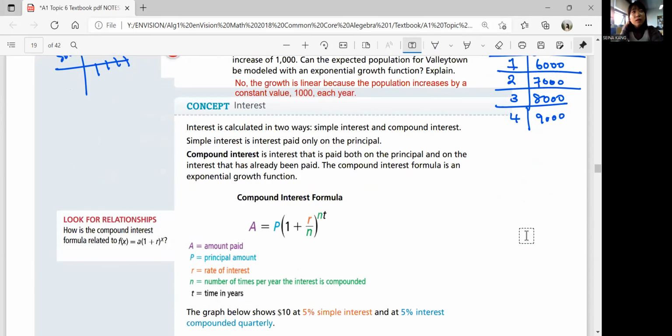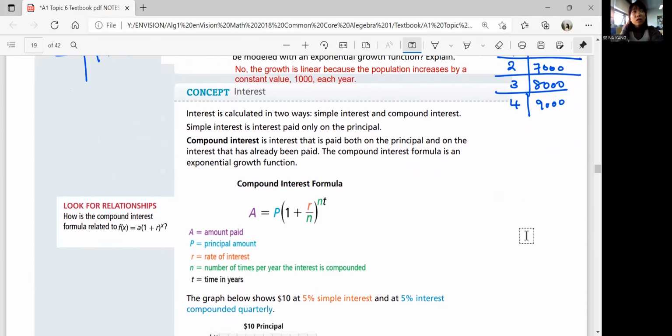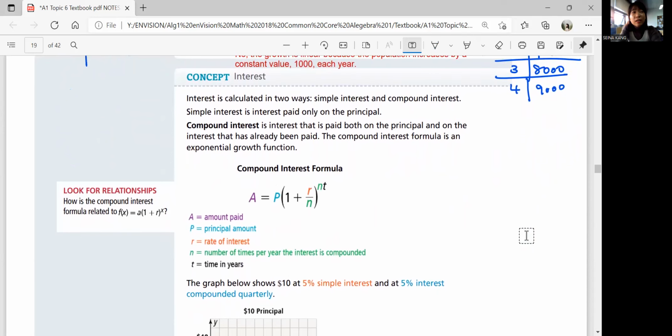We have something called interest in a bank. So interest is calculated in two ways. You have simple interest and compound interest. Simple interest is interest paid only on the principal. Okay, and then compound interest is the interest that's paid both on the principal and on the interest that has already been paid. What does that mean?